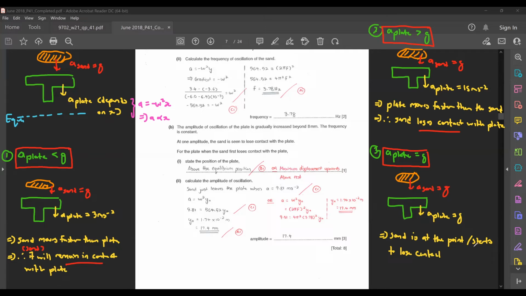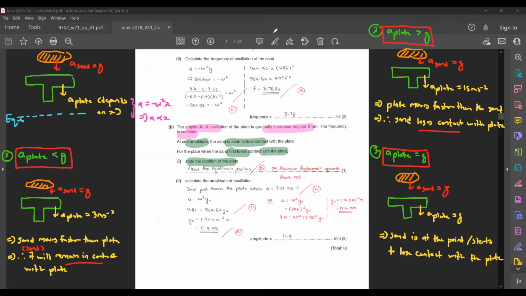It starts to lose contact with the plate. Okay, so that's what we can understand here. Because when you look at the question, it mentions this: the amplitude of oscillation of the plate is gradually increased beyond 8 millimeter. The frequency is constant. And then at one amplitude, the sand is seen to lose contact with the plate. So for the plate, when the sand first loses contact with the plate, state the position of the plate.